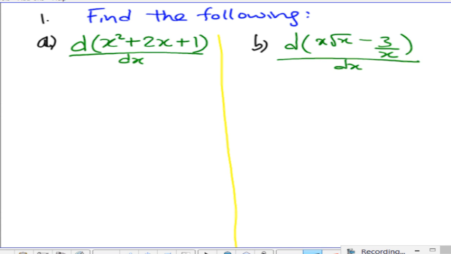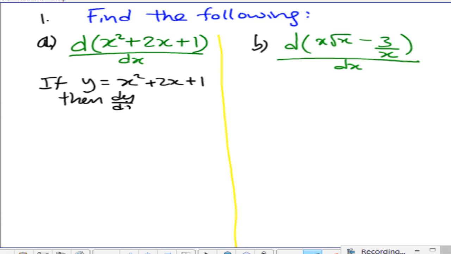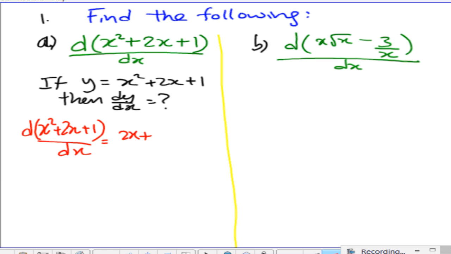Now, for example, we have this. That is, take the derivative of x squared plus 2x plus 1 with respect to x. Basically, this notation means that if y is equal to x squared plus 2x plus 1, then what is dy/dx? Basically, that's the question. The derivative of the first term is 2x, the derivative of the second term is 2, the derivative of the third term is 0. So I have 2x plus 2.